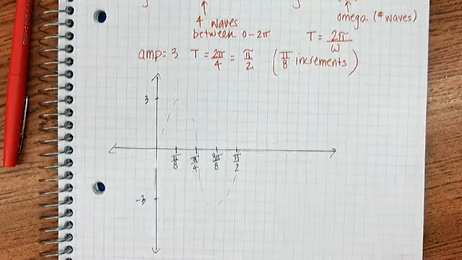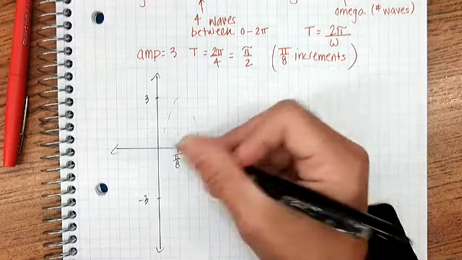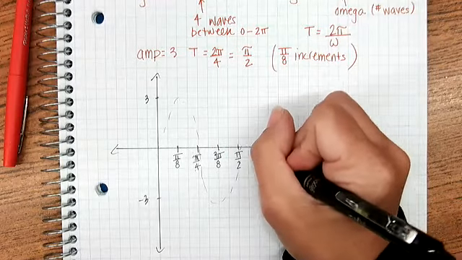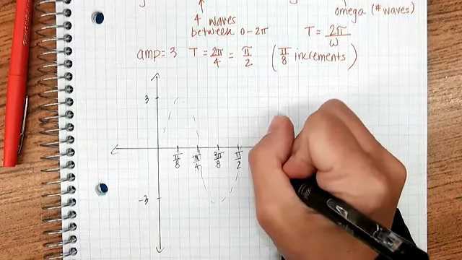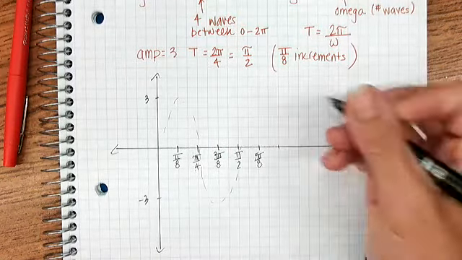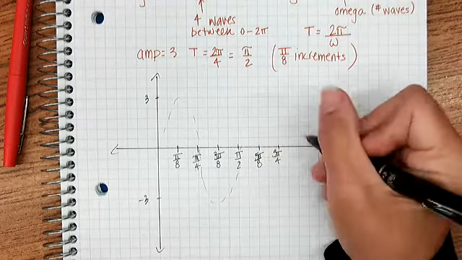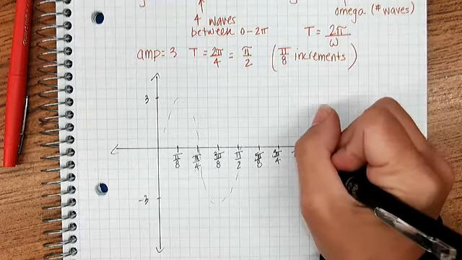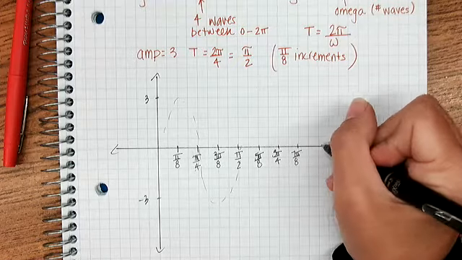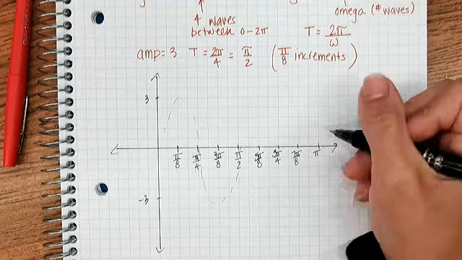Let's keep going. Let's just do one more cycle. So 4 pi over 8, 5 pi over 8. The next increment is going to be 6 pi over 8, 3 pi over 4. The next increment is going to be 7 pi over 8. The next increment is going to be 8 pi over 8.